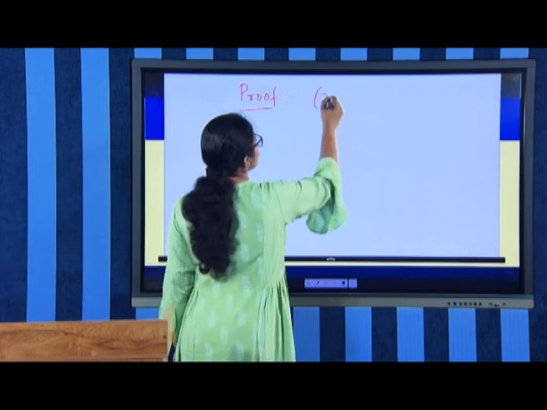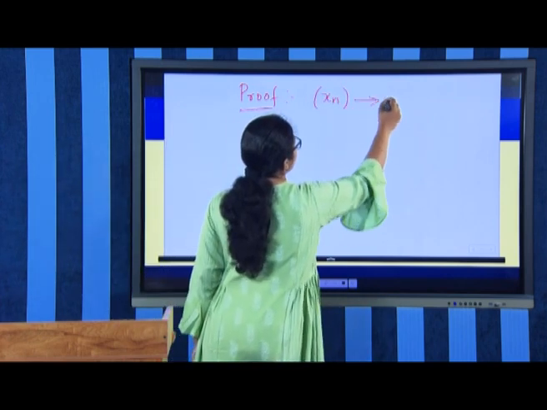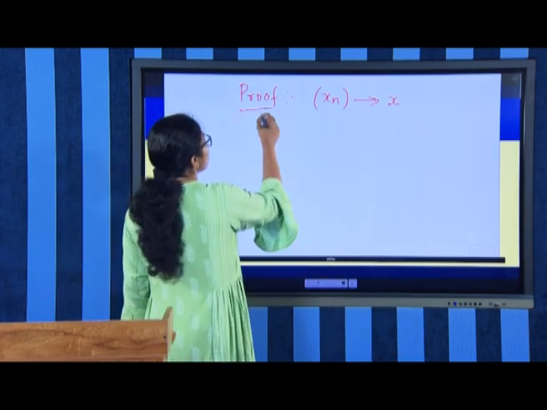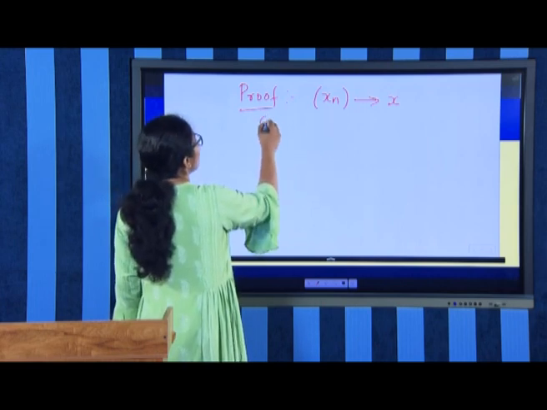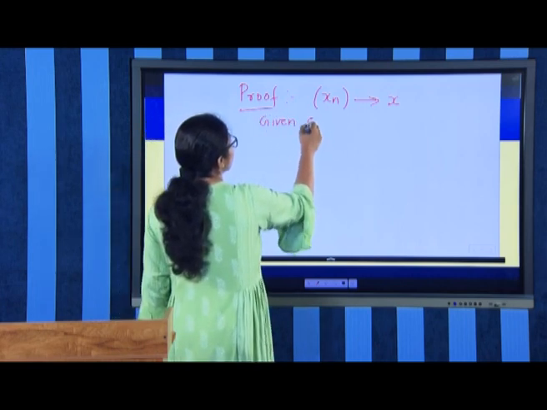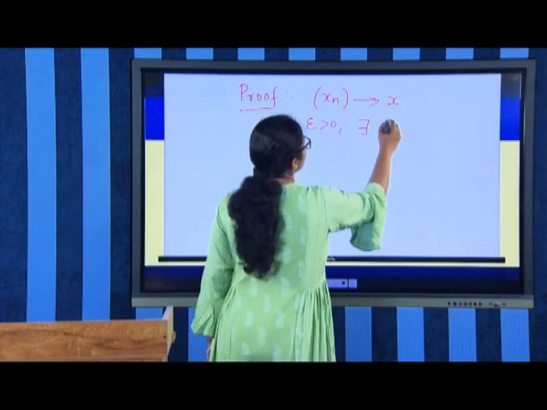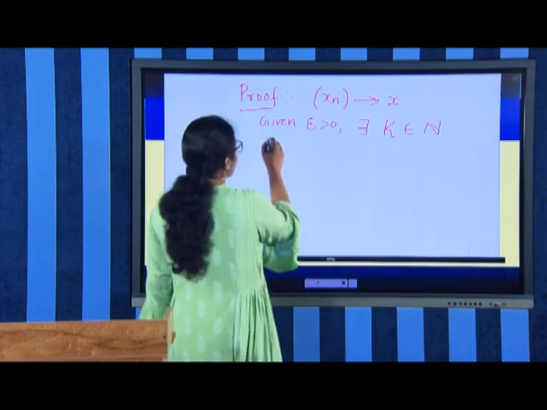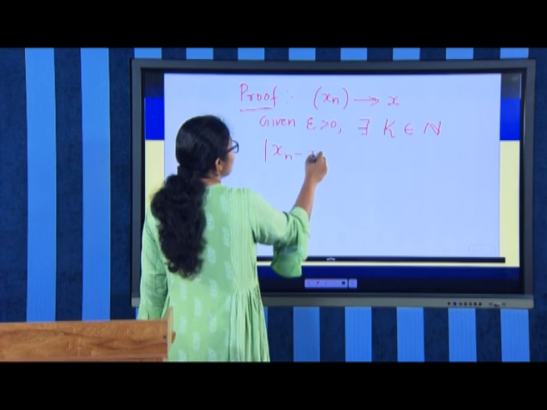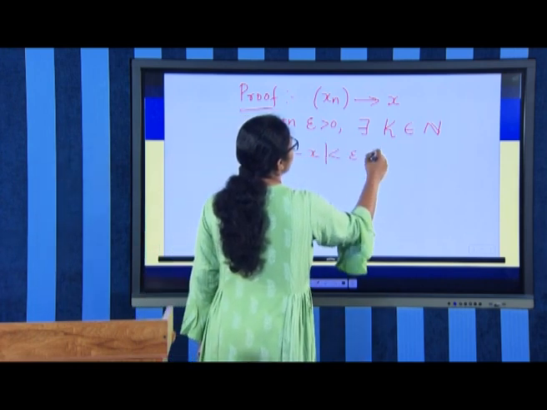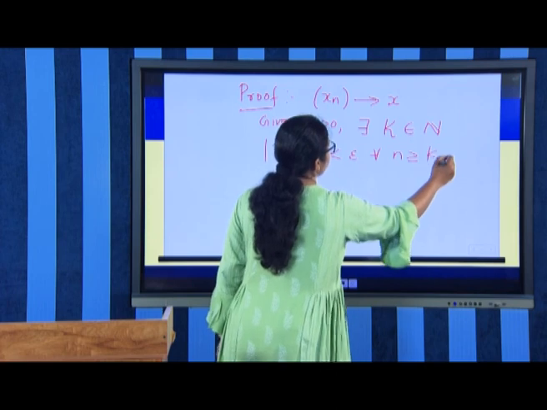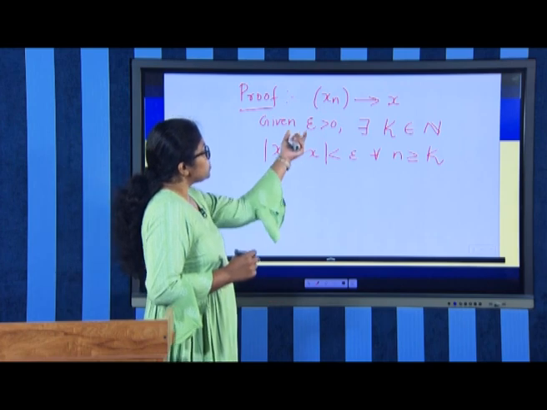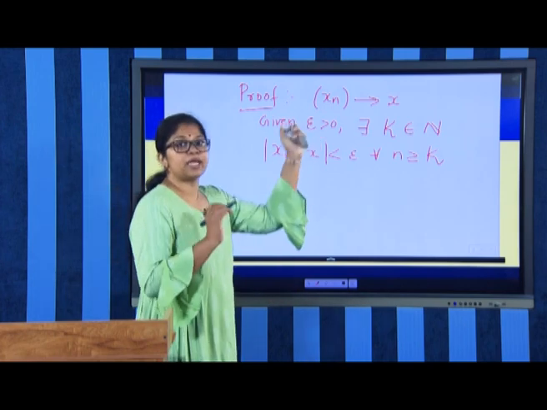We are given that the sequence xn converges to some number, say x. Let x be the limit of the sequence xn. Then by the definition of convergence, given epsilon greater than 0, there exists some natural number k such that modulus of xn minus x is less than epsilon for every n greater than or equal to k. This was the definition of the limit of a sequence. This is true for any epsilon greater than 0.